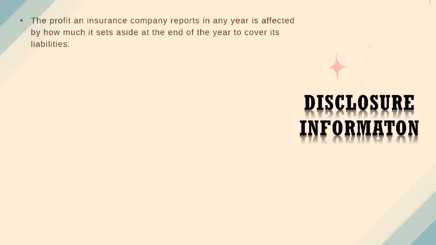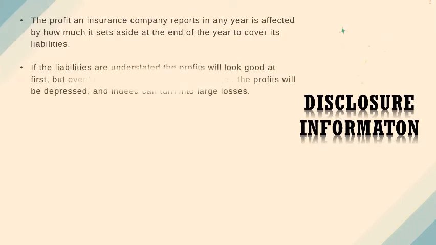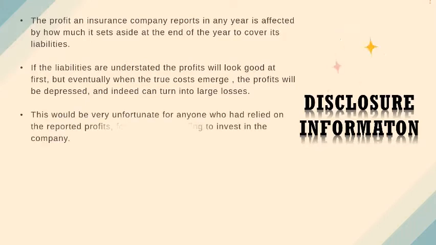The profit an insurance company reports in any year is affected by how much it sets aside at the end of the year to cover its liabilities. If the liabilities are understated, the profits will look good at first, but eventually when the true costs emerge, the profits will be depressed, and indeed can turn into large losses. This would be very unfortunate for anyone who had relied on the reported profits, for example deciding to invest in the company.